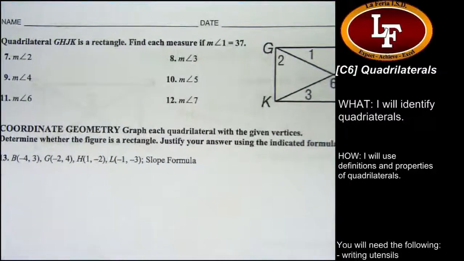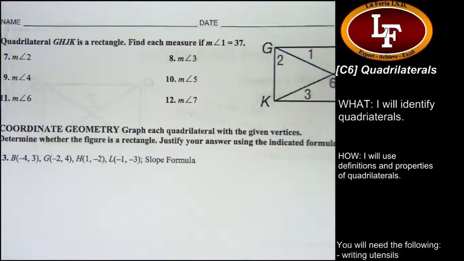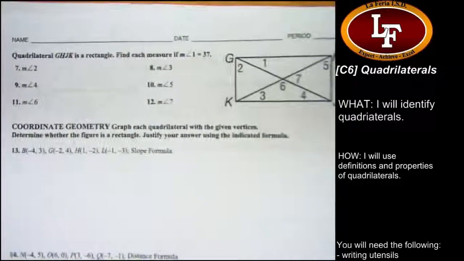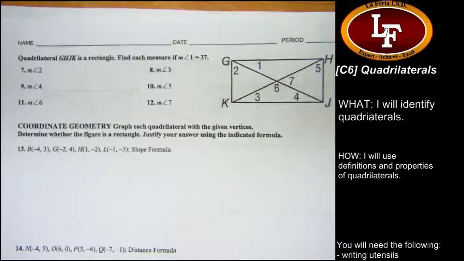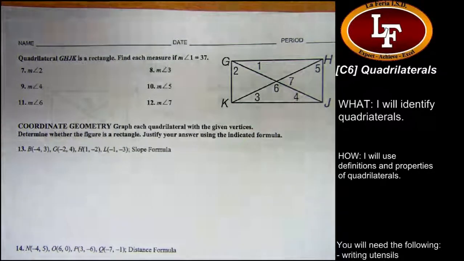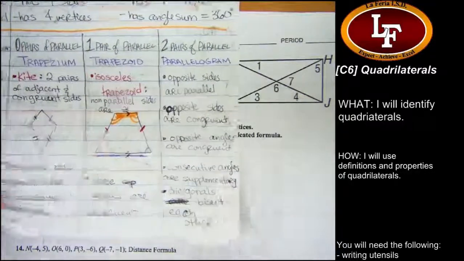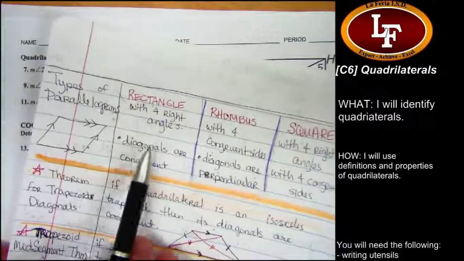Next page, you're finding the measures of a bunch of angles. There's the graphic off to the right that you're going to need to look at. You're given the measure of one of those angles, and you have to calculate the rest. Again, make heavy use of your properties, both of parallelograms and of rectangles.